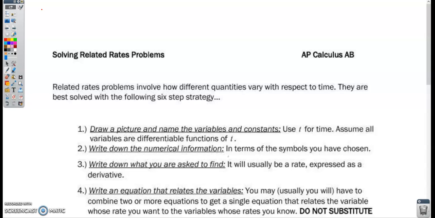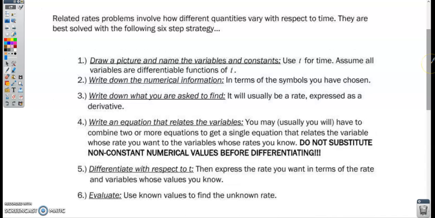Related rates, as we mentioned in the previous section, involve how different quantities vary with respect to time. This is a six-step strategy process that I've been telling my students to use for years at this point. So let's take a look and see what we've got. First, draw a picture. Name all the variables and the constants. Use t for time. Assume all the variables are differentiable functions of t. Write down the numerical information that you're given in terms of the symbols you've chosen. Write down what you're asked to find, usually going to be a rate, expressed as a derivative.